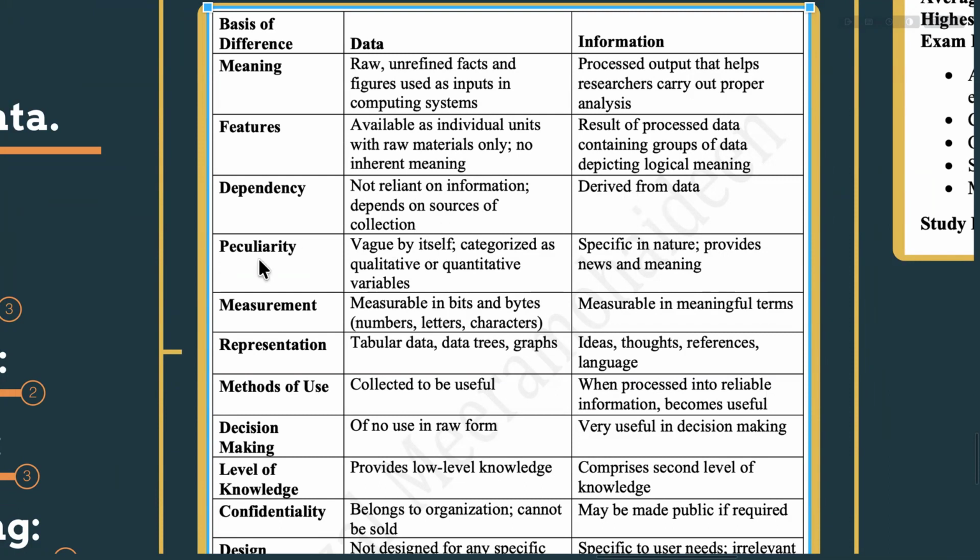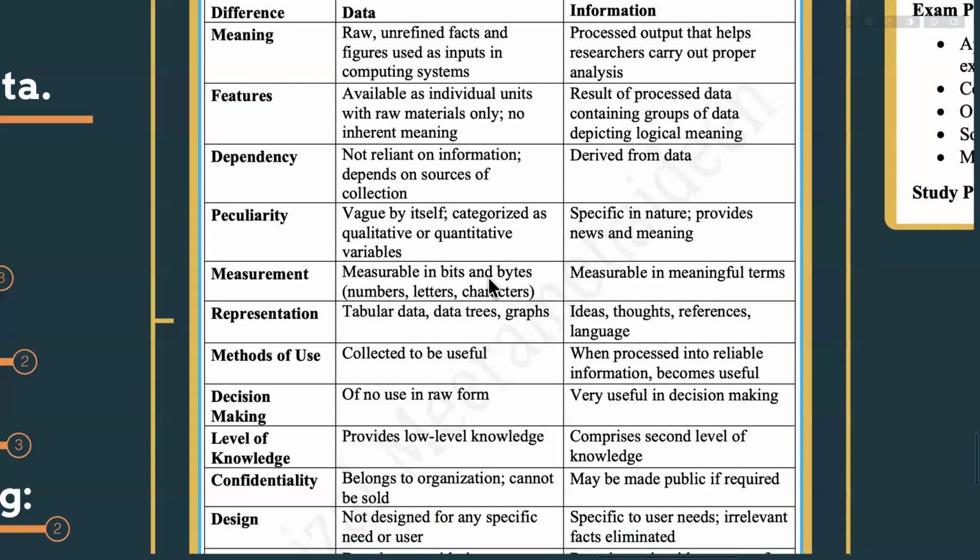As well as peculiarity: data by itself is categorized as qualitative or quantitative variables. It means data alone doesn't tell a story, but information, specific in nature, provides news as well as meaning. Information tells you what's happening and why you should care. And in measurement terms, data is measurable in bits and bytes, numbers, letters, characters, but information is measurable in meaningful terms, right?